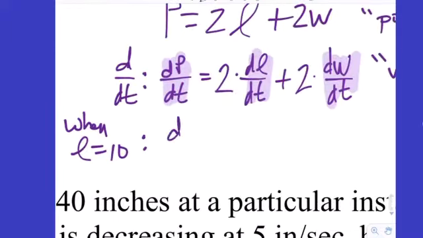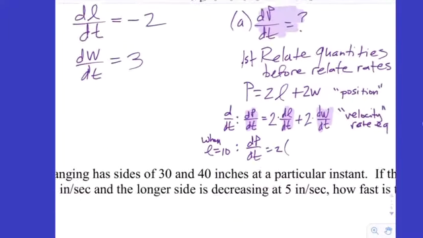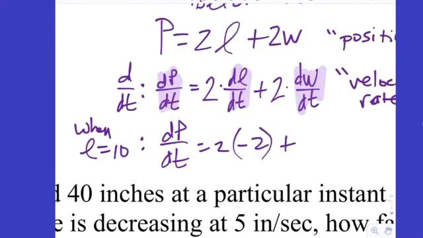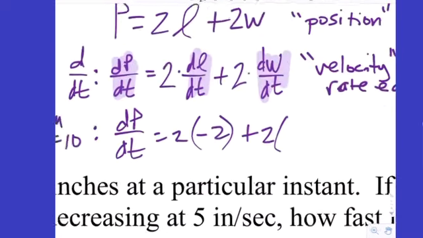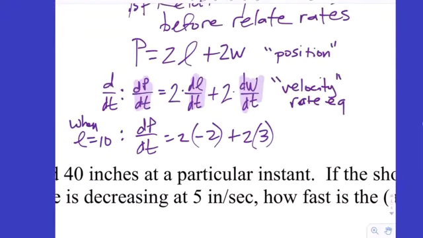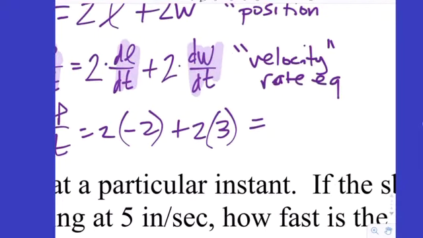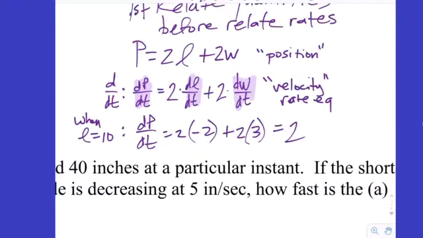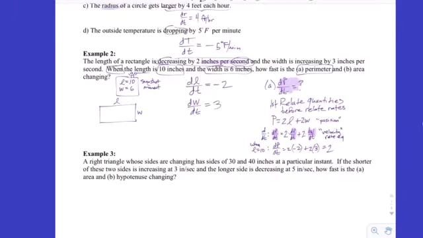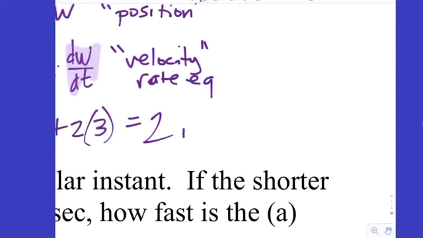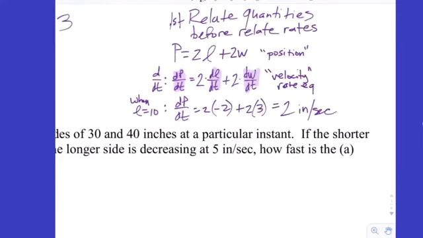I get dP/dt equals 2 times dL/dt, which I labeled as negative 2, plus 2 times dW/dt, which I labeled as 3. And now if we simplify that, we get 6 minus 4, which is 2. And the units are always going to be, this is nice, units of P over units of T. Perimeter units per time unit. So that's going to be what per what? Inches per second. So on any final numeric answer with units, we put them on the final answer.